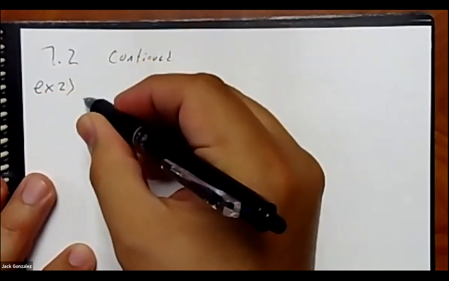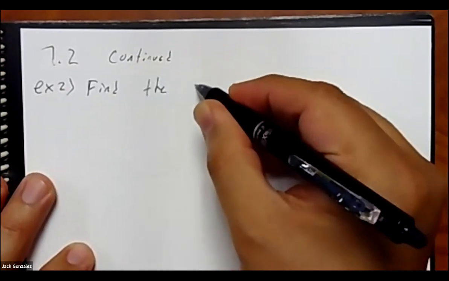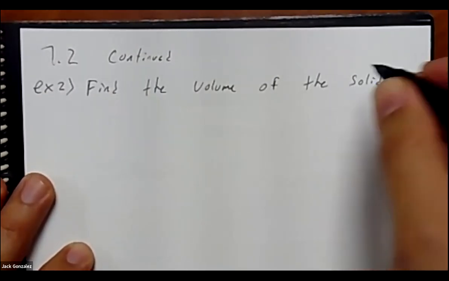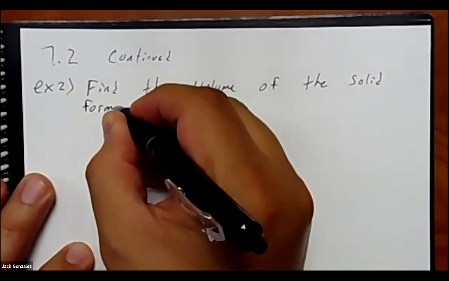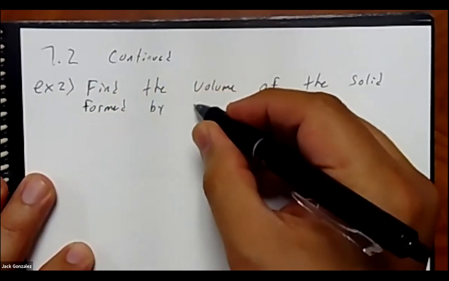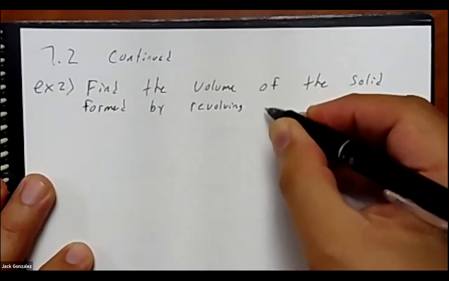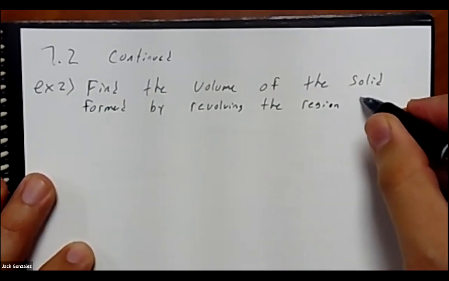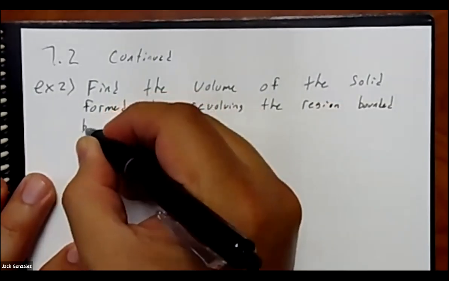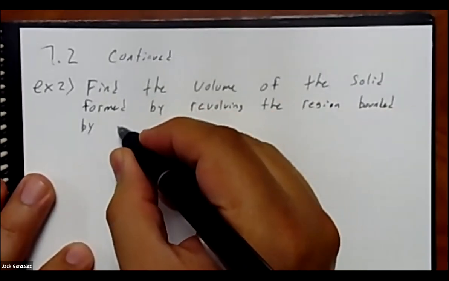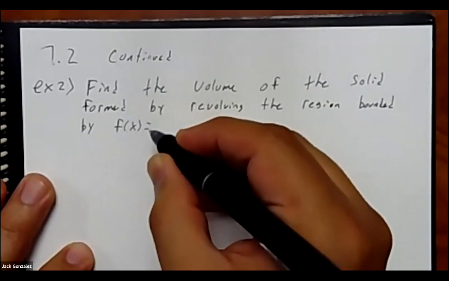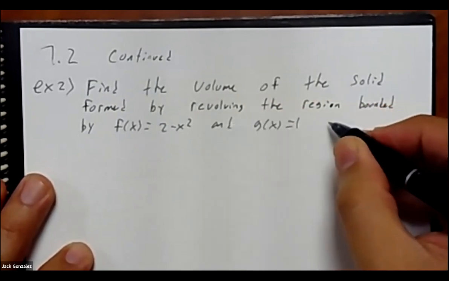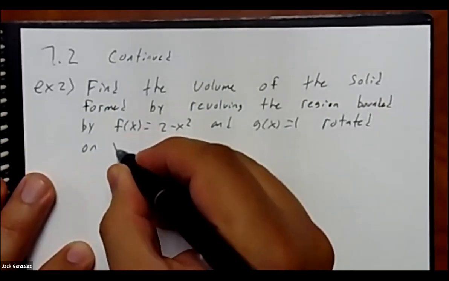Example 2. Find the volume of the solid formed by revolving the region bounded by the graphs, or just by the following, f of x equal to 2 minus x squared and g of x equal to 1, rotated on y equal to 1.